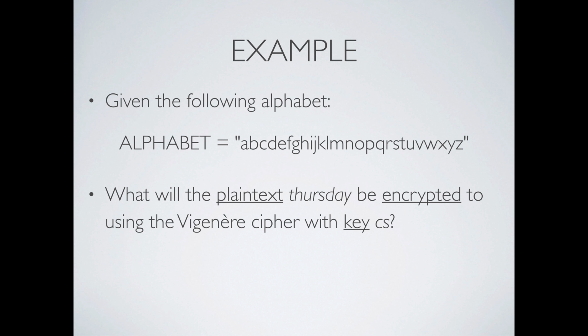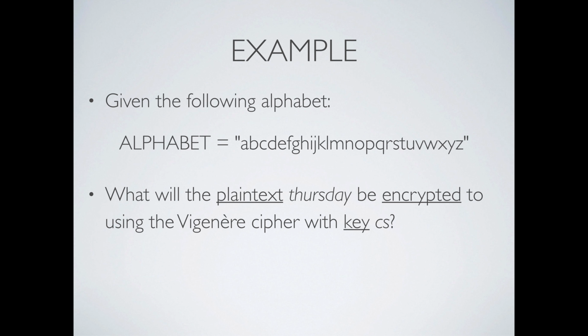Let's do one more example just to make sure we're all on the same page. So given the following alphabet, this is the same standard A through Z lowercase alphabet we've been working with. If I give you the plaintext Thursday and the key CS, what is the encrypted version of that going to be using the Vigenere cipher? So again, plaintext is Thursday, key is CS. Take a couple minutes, work this out by hand, and when you're ready to see the result, come on back to this video.